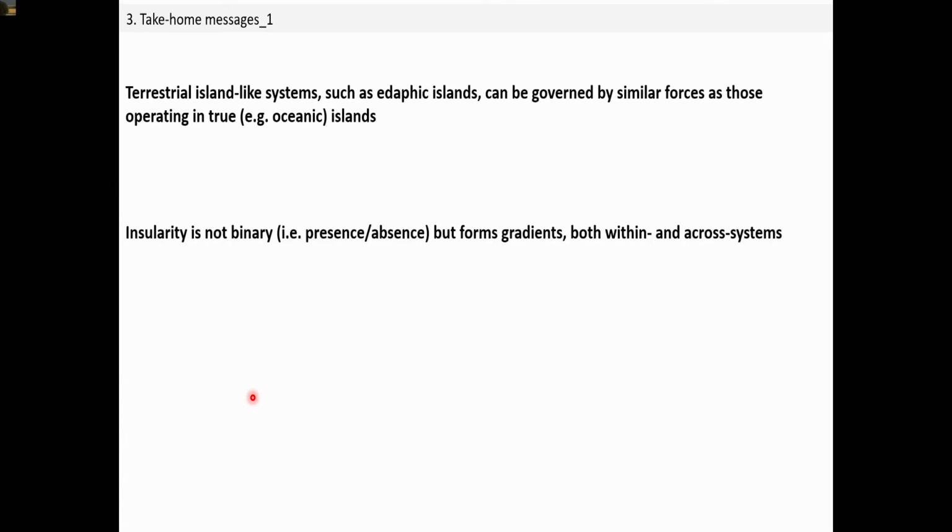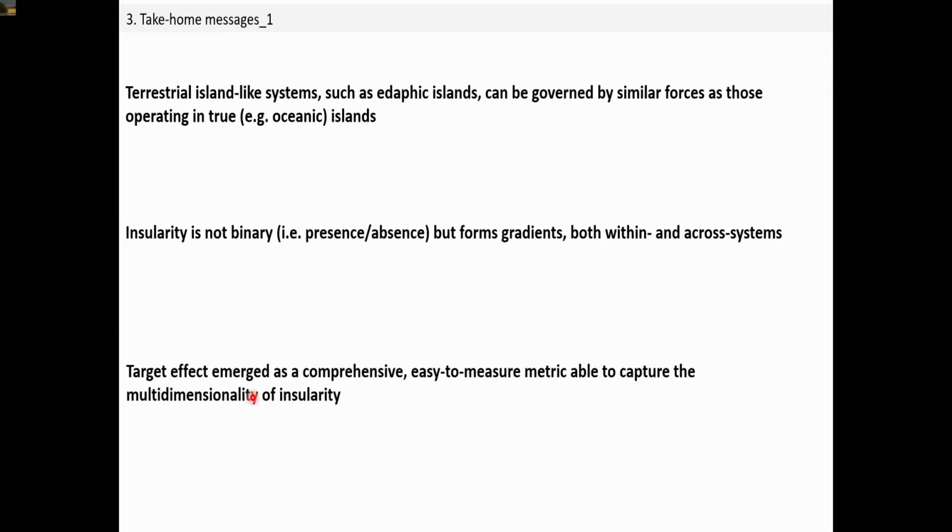So one is that terrestrial island-like systems, such as the studied edaphic islands, can be governed by similar forces as those which are operating on true islands, such as oceanic islands. And insularity is not a binary feature, in essence. It's not like either is insular or non-insular, but can form a gradient. And these gradients can operate both within as well as across systems.